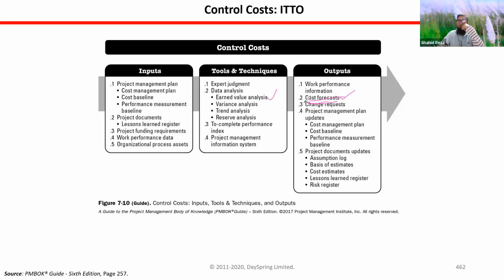If a change request happens, control cost always produces change requests as output. Change request is the common output for all the monitoring and control processes, especially for cost-related changes. If any change comes which deviates from or creates variance in your cost baseline, you should deal with it formally through change management and also perform the integrated change control process.